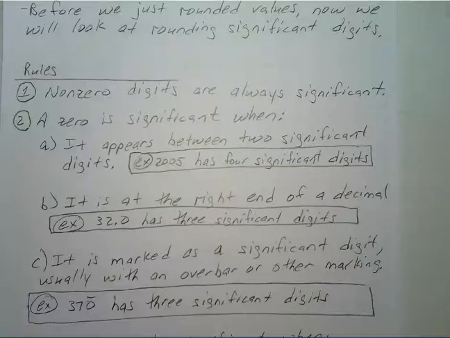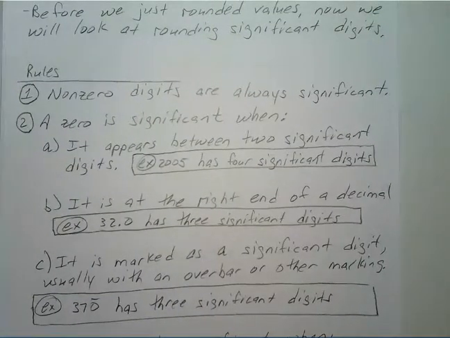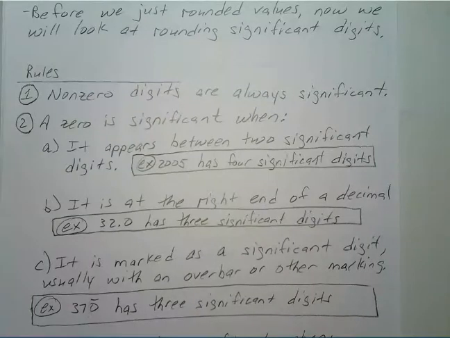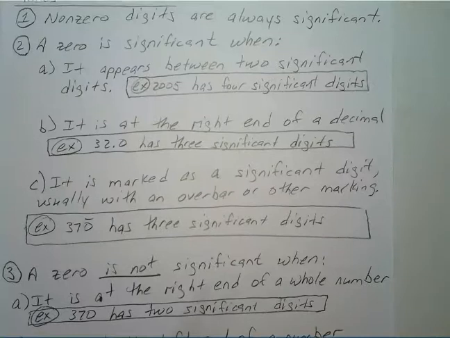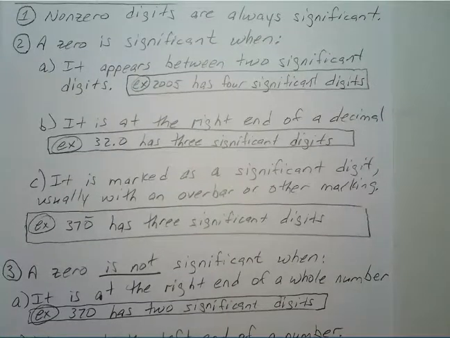Okay, now a 0 is not significant. If you're still writing this, I'm just going to scoot it up a little bit. Okay, a 0 is not significant when it is at the right end of a whole number. So, for example, if you have 370 with no overbar, it has 2 significant digits. If you have 370 with the overbar over the 0, it's significant. But just 370 by itself with no bar, it's not counted as significant. So here you have just 2 significant digits.